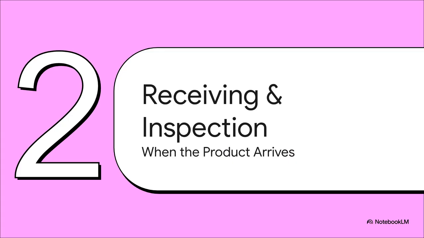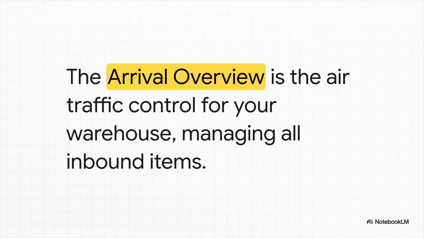So our item has its passport, it's in a box, and it's on its way back. The next chapter in our story kicks off the moment that box hits your warehouse floor. This is where the physical logistics really take over. The command center for all of this is a screen called the Arrival Overview. The best way to picture it is like the air traffic control tower for your warehouse. It's managing all the incoming planes, or packages, and it gives your team one single place to see everything that's coming in, including our return.